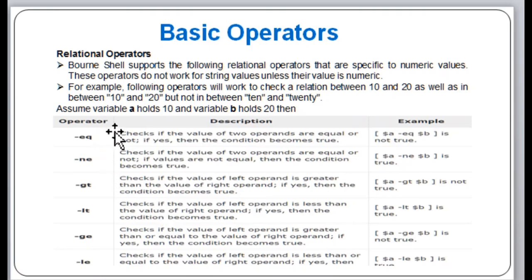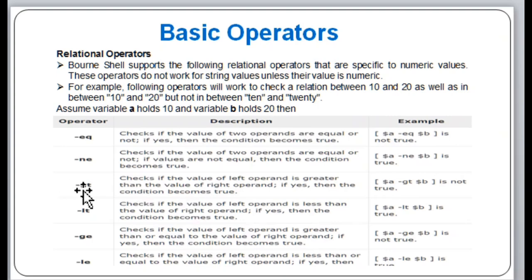Dash eq, or equals, checks if the values of the two operands are equal. So if a is equal to b, it's not true, right? 10 is not equal to 20, so it's not true. We have ne, which stands for not equal, so it checks if the values of the two operands are equal or not. If the values are not equal, then the condition becomes true. So variable a is not equal to variable b. This is true. 10 is not equal to 20.